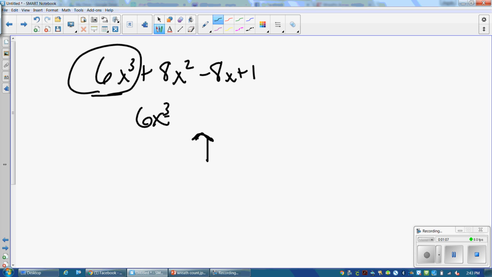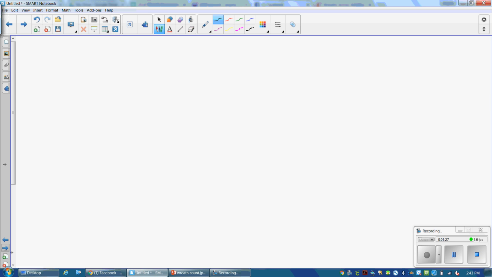So since this was an odd number, x cubed, it would have to do the opposite. I already know what it's doing on the right, so that means it would be going down on the left. So rises to the right, falls to the left. And that's how 1 through 4 works. The answers are on the back, so I don't feel like I need to spend any more time on that.